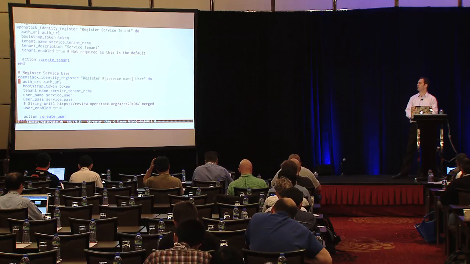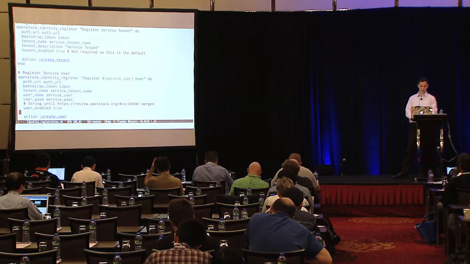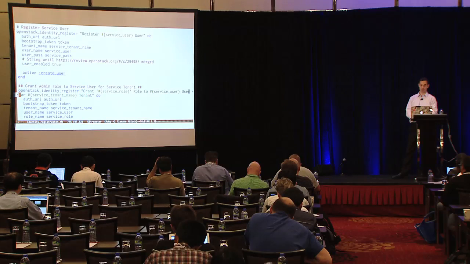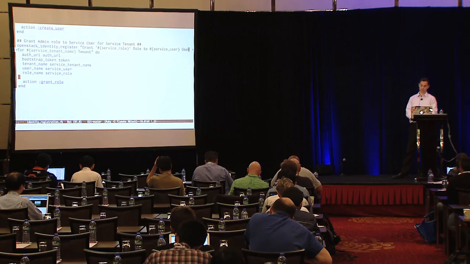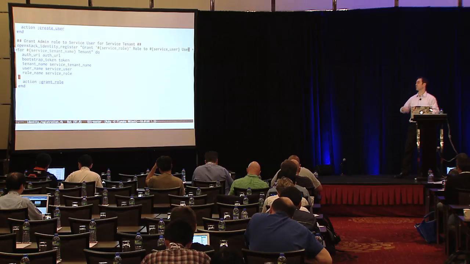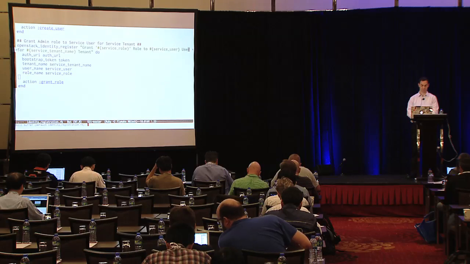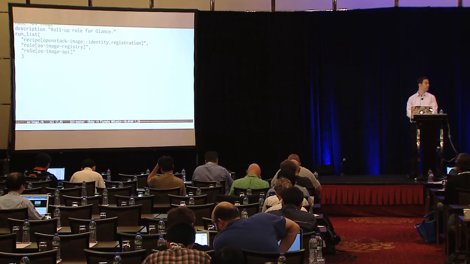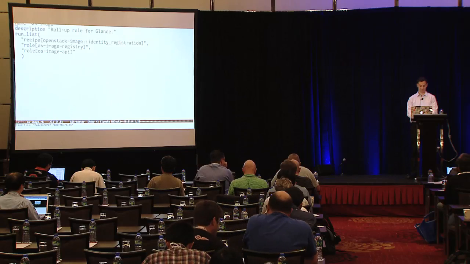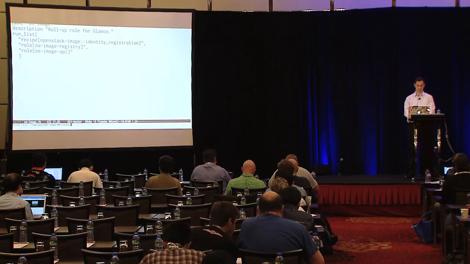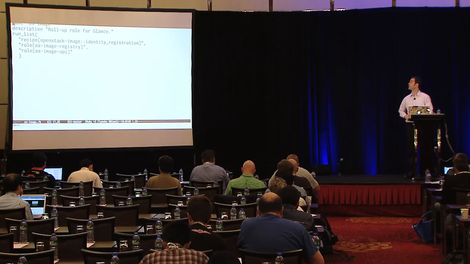And so all the different services that are using Keystone, which is all of them, have this pattern of the tenant, the register, the service, the user, grant the service user. So they just all do this. And almost every single component cookbook has that exact same identity registration. Where it pushes out service, creates its service user, grants its service user a certain role.